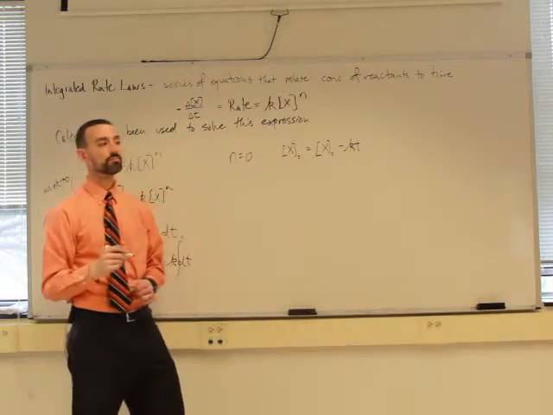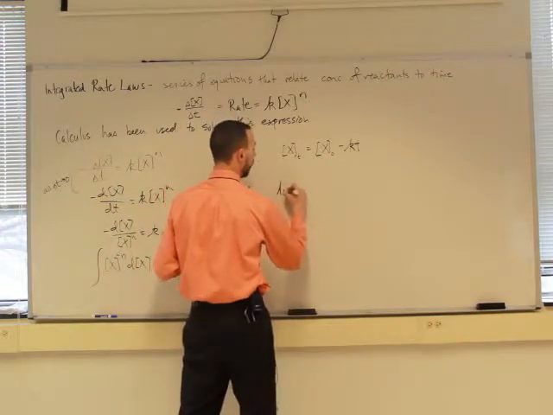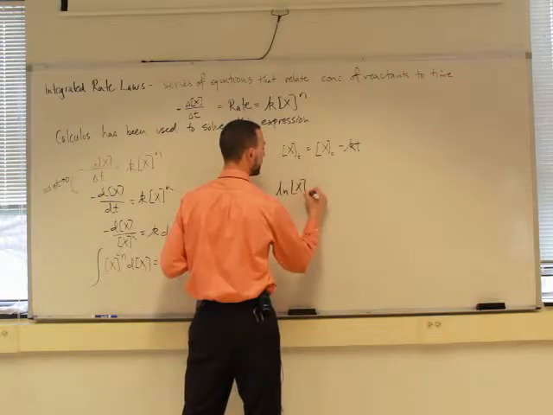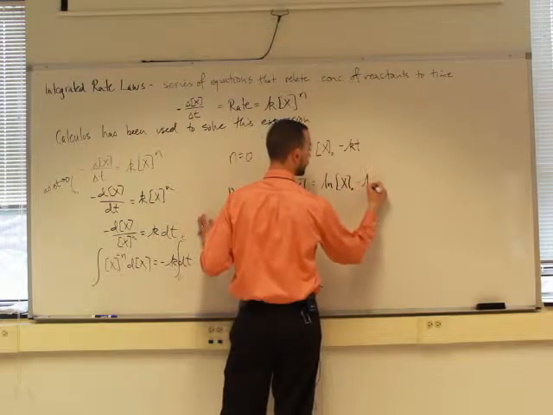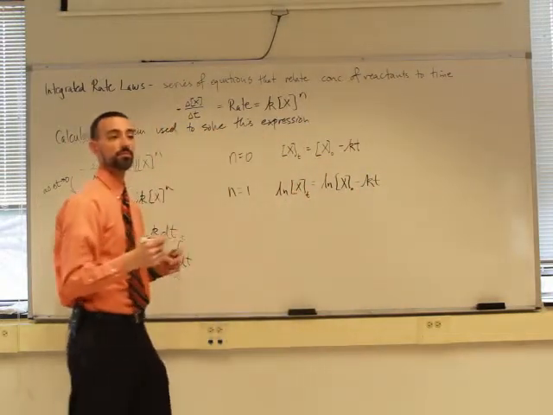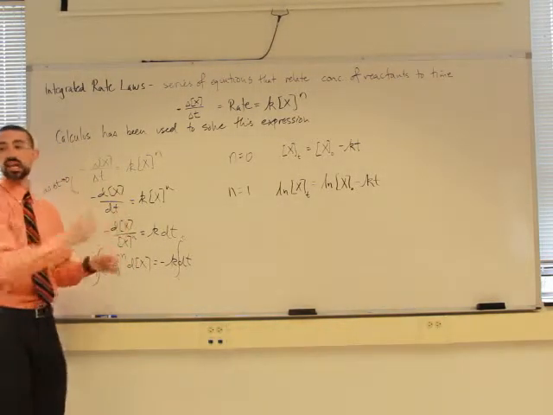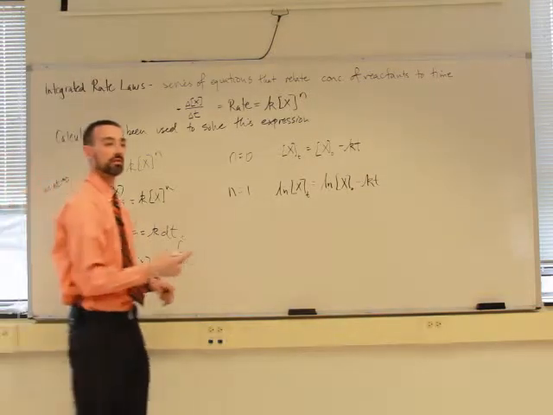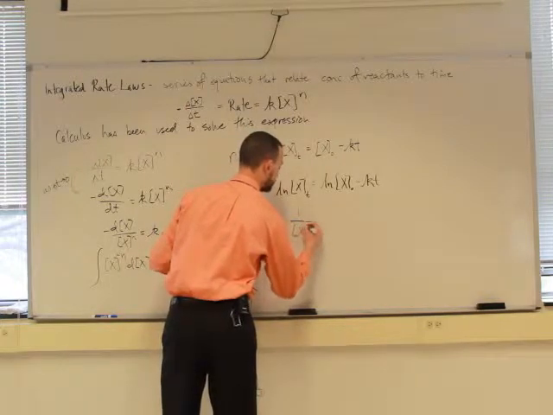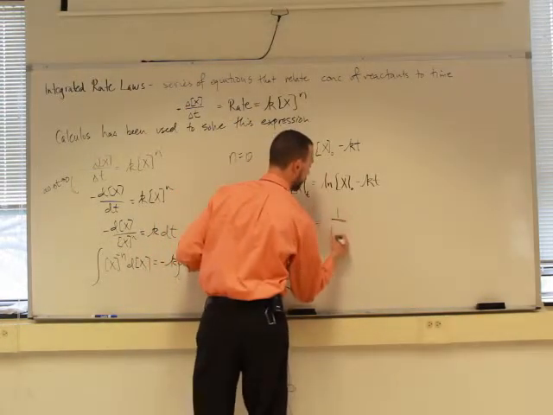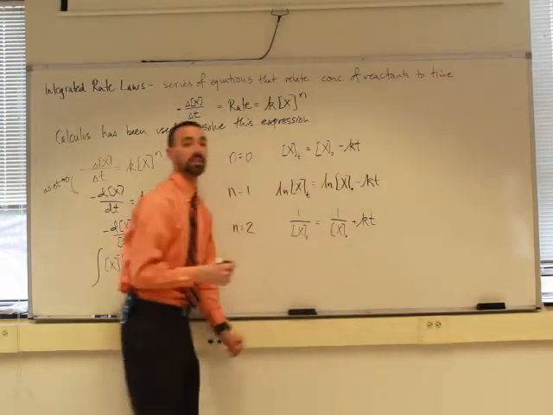When n is equal to 1, the form is going to be the ln of the concentration at time t equals the ln of the initial concentration minus kt. Because you're going to have an x to the negative 1, the integral of 1 over x is going to have a logarithm in there, or a natural exponent. When n is equal to 2, I'm going to get 1 over the concentration at time t equals 1 over the initial concentration plus kt.